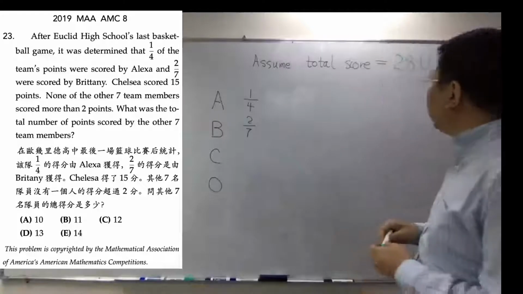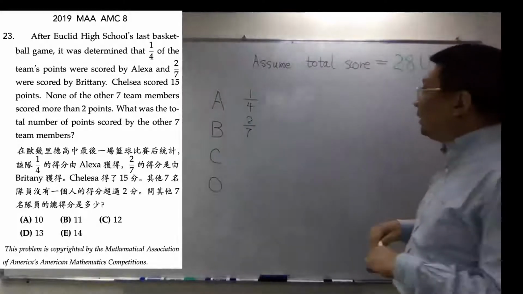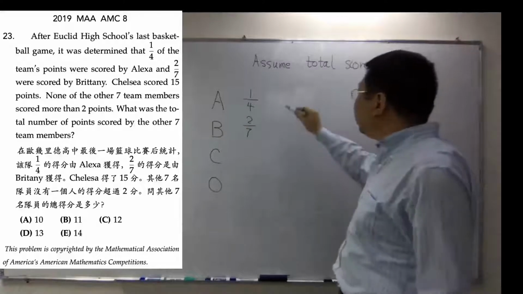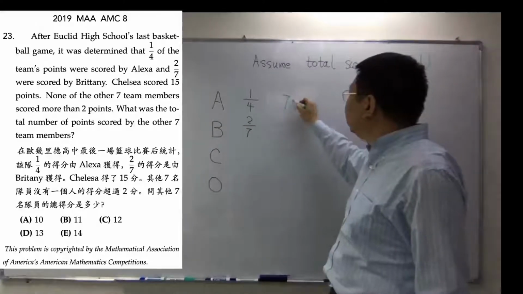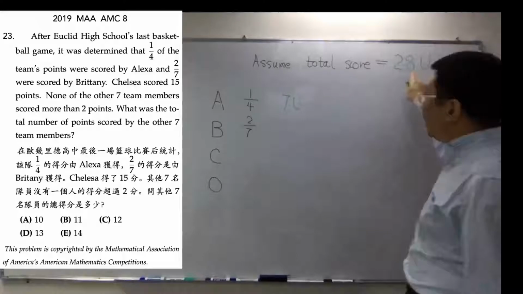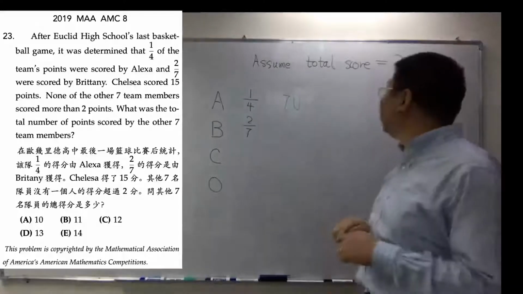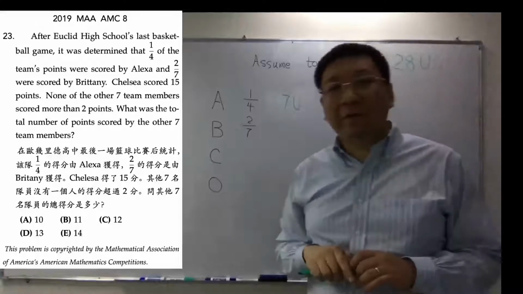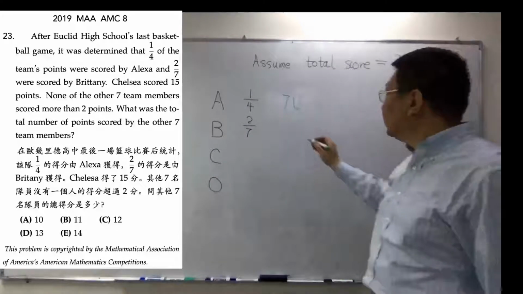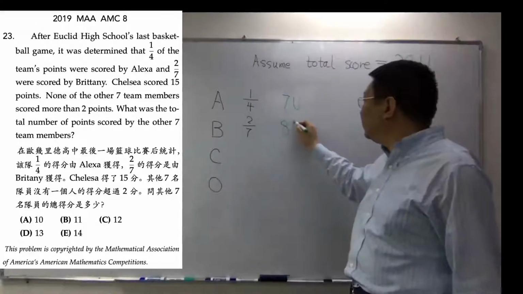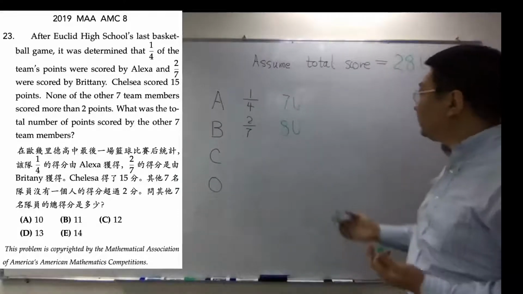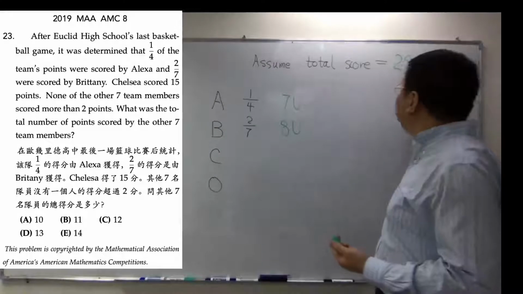So if you assume the total score is 28 units, what would be the score for A? 28U divided by 4, so this is 7U. What would be the score for B? 28 times 2/7. 28 divided by 7 is 4. 2 times 4 is 8 units. So this would be 8 units. Okay, then it's pretty clear, right? So altogether it's 28 units.